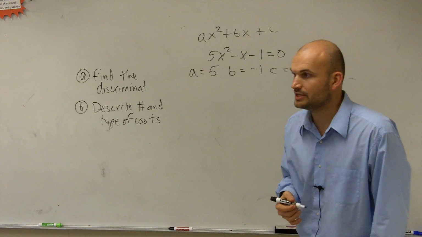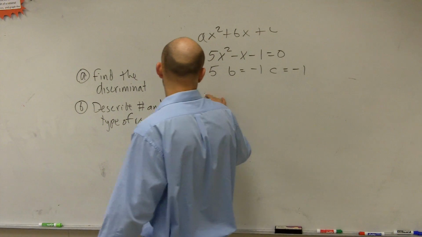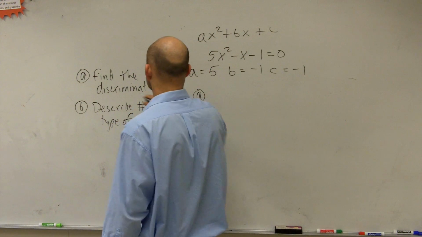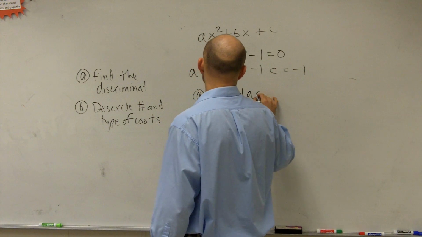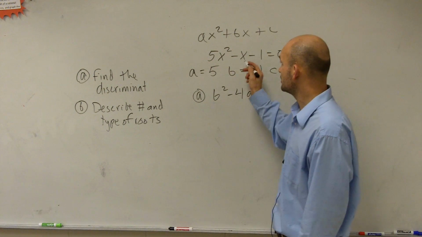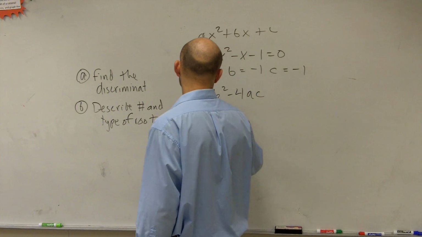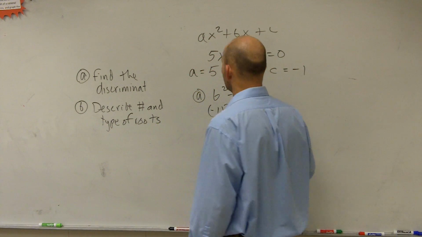So now what I simply need to do is determine, well, what is the value for my discriminant? The value of the discriminant for part A of my problem is b squared minus 4 times a times c. All right? So I'm just going to plug in my values. So I have -1 squared minus 4 times 5 times -1.